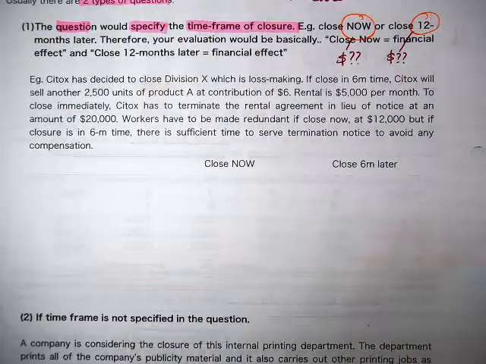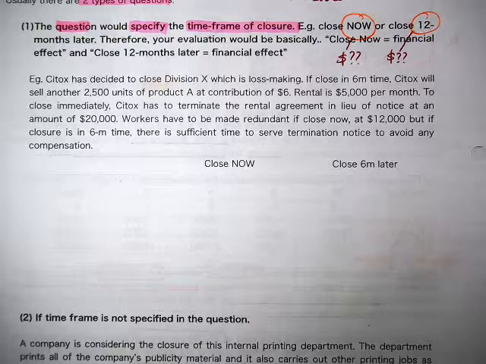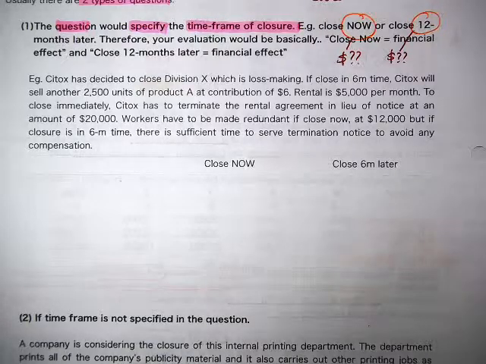Cetox has decided to close division X, which is loss making. If it closes in 6 months' time, Cetox will sell another 2,500 units of A at a contribution of $6. Now the rental will be 5,000 per month. To close immediately, Cetox has to terminate the rental agreement in lieu of notice at an amount of 20,000. That means you compensate 20K. Now workers have to be made redundant if you close now, which is 12,000. But if it's 6 months' time, you have sufficient time to serve a termination notice so that you can avoid compensation. Now, do you want to close now or do you want to close later?